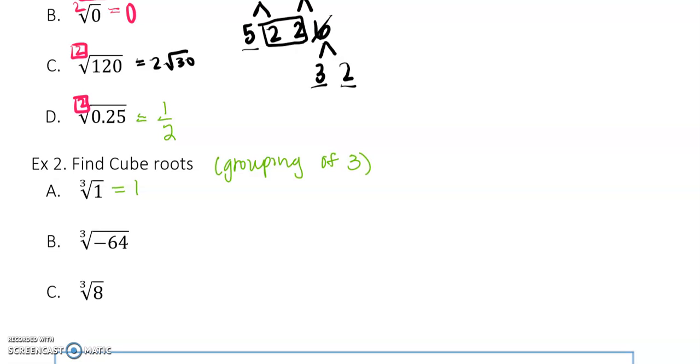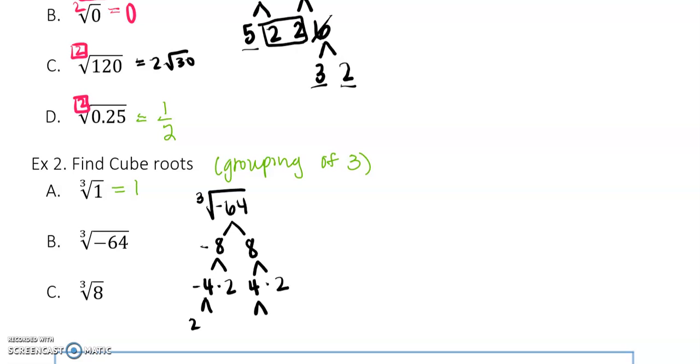Okay, then we're going to do the next one: the cube root of negative 64. You could do negative 8 times 8. Then you could break that up into 4 times 2, and 4 times 2 again, and then 2 times 2, and 2 times 2. Whenever you have an odd index, the negative is always going to come outside of the radical, so I'm just going to go ahead and bring that outside.